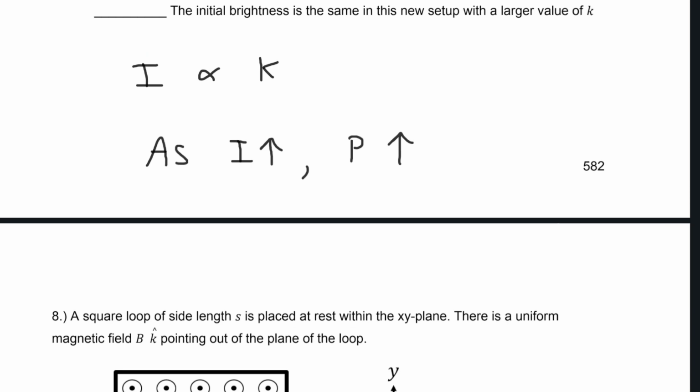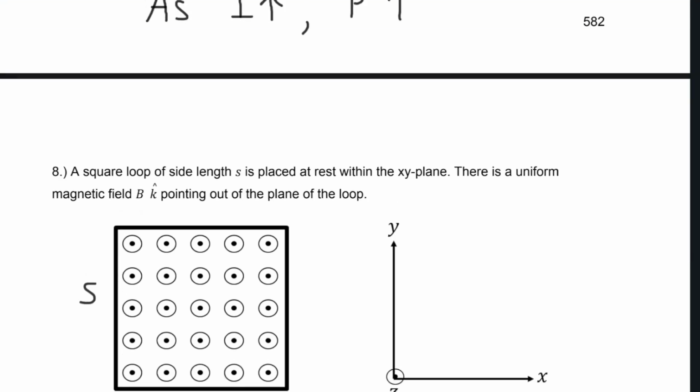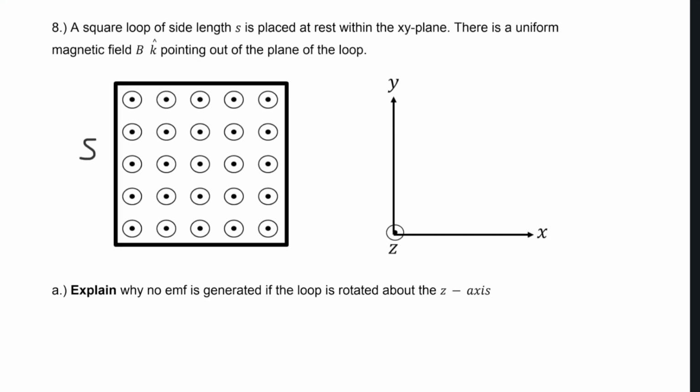All right, and then to conclude, let's have one example of changing the angle. So a square loop of side length s is placed at rest within the xy plane. There's a uniform magnetic field pointing out of the plane of the loop. Explain why no EMF is generated if the loop is rotated on the z-axis.